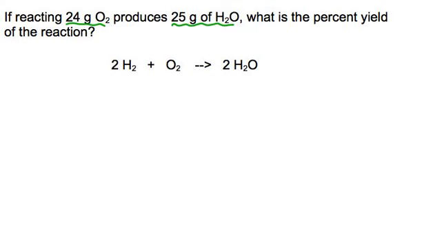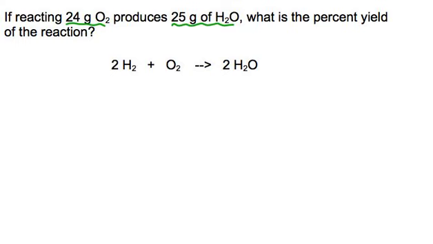So at the moment, we really have no idea. 24 grams of oxygen reacts, 25 grams of water is made. Great. Well, is that good or bad? In order to figure that out, we first have to figure out what we should expect to get if 24 grams of oxygen react. So right now, this is essentially a stoichiometry problem. I have 24 grams of oxygen. I need to figure out how many grams of water I should get from that. So I'm going to set this up as a stoich problem.